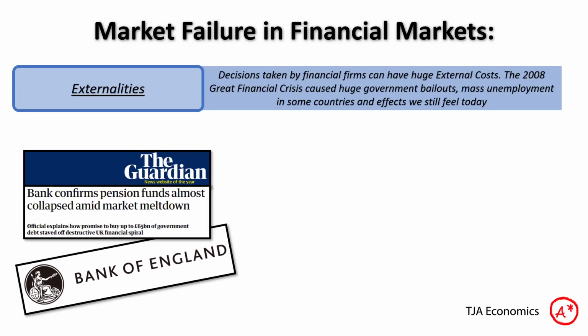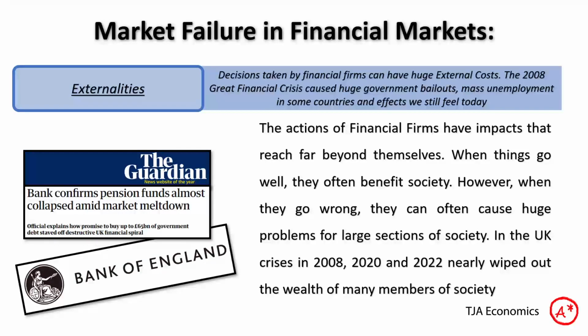Because what happened, and what we mean, is that the financial firms, as we've said, have impacts that go far beyond their own markets. When things go wrong, they can cause huge problems for large sections of society. Obviously, they can go well and help us. But in the UK, for example, in '08, in 2020, in 2022, a lot of people's wealth was nearly wiped out because of poor decisions made by financial firms. And so we could get negative externalities in the financial market.